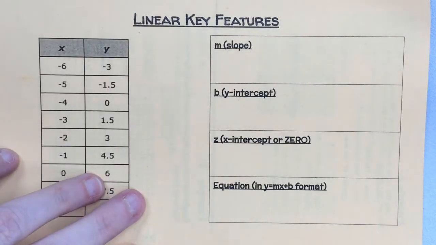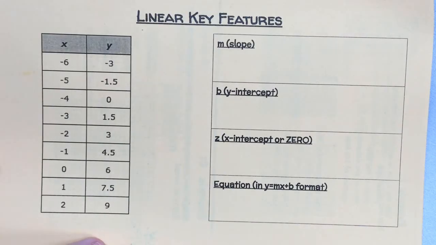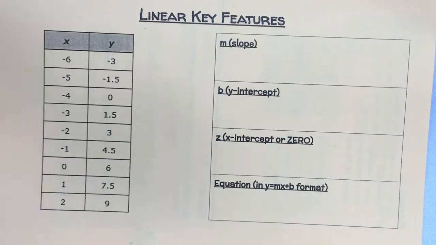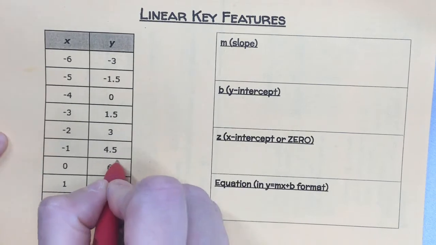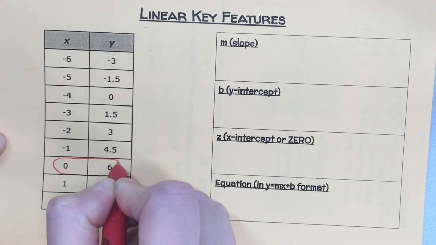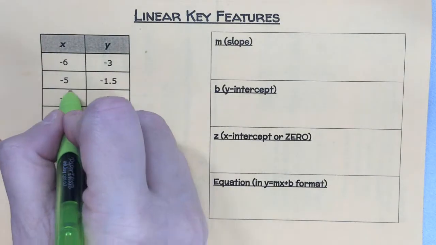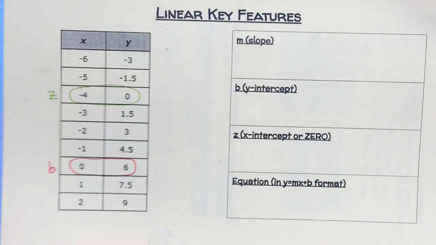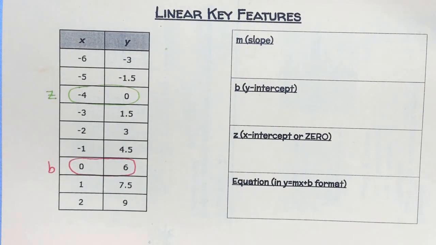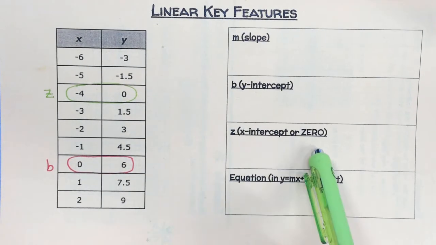Now we're going to talk about the same features, but we're going to talk about them on a table. Okay? So, the easiest things to find, again, are the intercepts. The y-intercept starts with a 0, and I label it B. The x-intercept ends with a 0. I label it Z. The reason I label it Z is because on the test, they might call it x-intercept, they might call it 0.